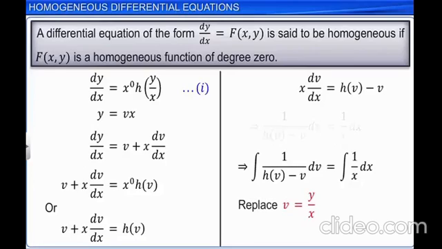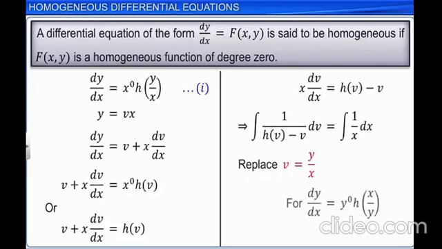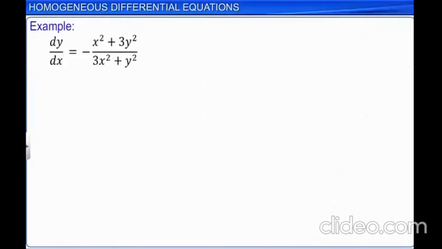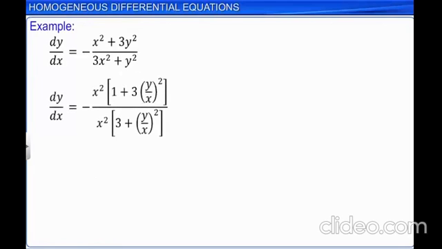It has to be noted that if the homogeneous function in the differential equation is of the form h of x by y, then we solve the differential equation by substituting x is equal to vy. Let's solve the differential equation shown. First, we will have to find whether this is a homogeneous differential equation. Let's check that out.